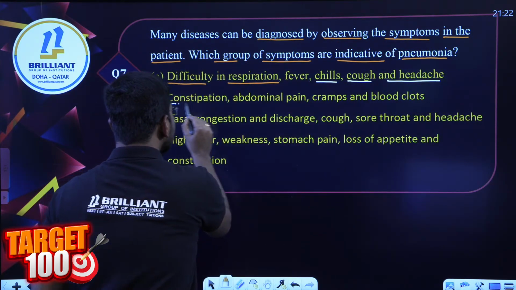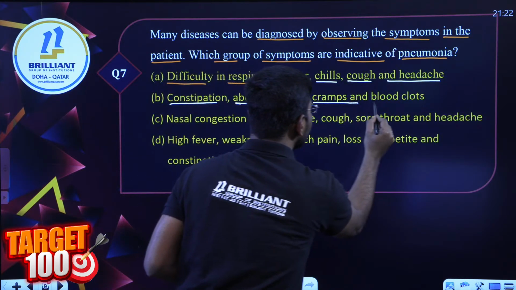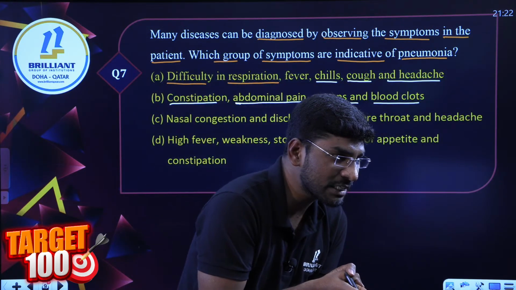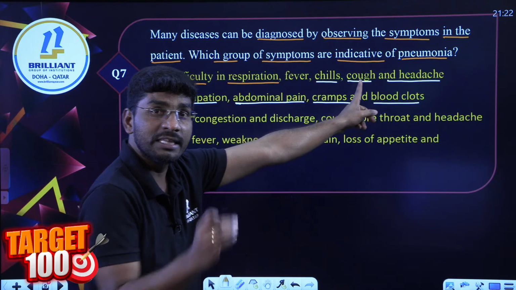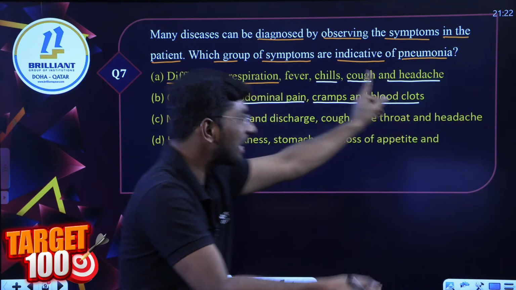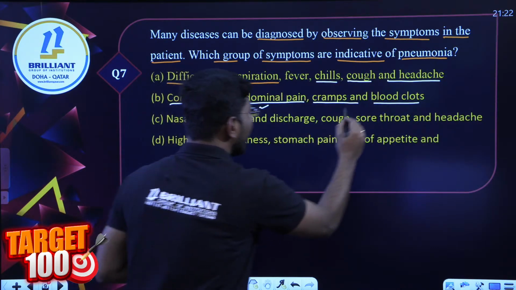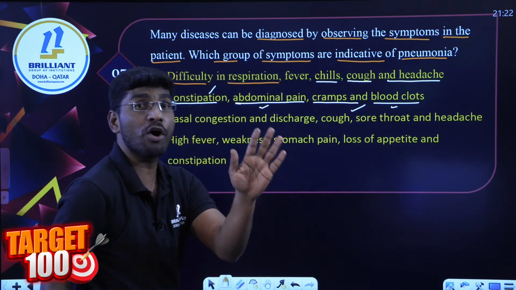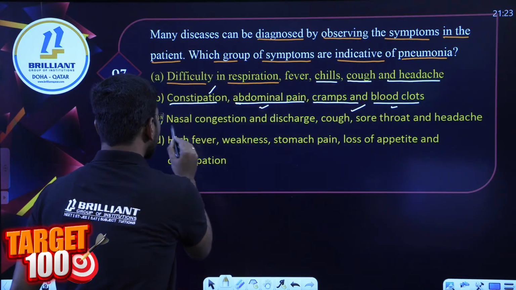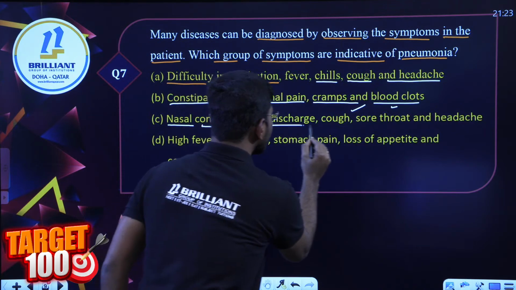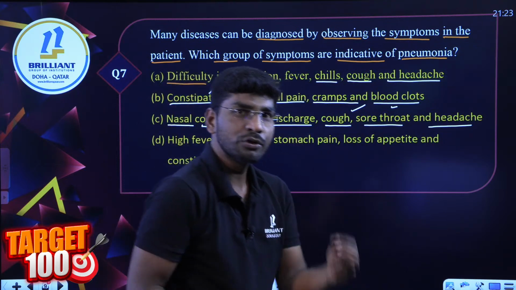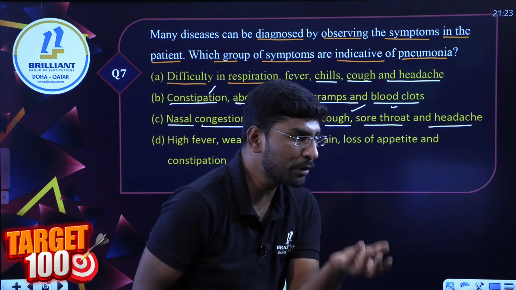Fine, very good. Constipation, abdominal pain, cramps and blood clots. Blood in stool. Any one of you tell me what is this disease called? This disease is amoebiasis. Yes or no? Amoebiasis. Constipation, abdominal pain, cramp, blood clots is amoebiasis. Amoebiasis caused by Entamoeba histolytica. Remember. Next, nasal congestion and discharge, cough, sore throat, headache and weakness is a characteristic feature of common simple cold.